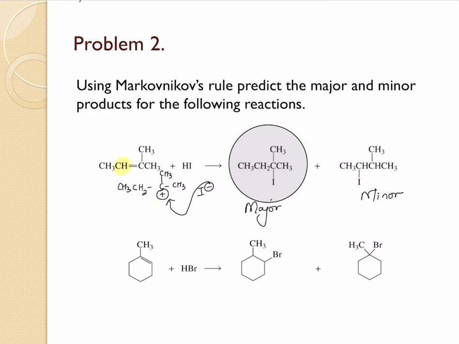This is a cycloalkene, substituted cycloalkene. So between these two carbons, which one has got more number of hydrogens? So if you want, you can show the hydrogens to see where the new hydrogen is going to go on to. This carbon has got 1 hydrogen, whereas this one has got none, right? Since it already has got 4 bonds. So this is the carbon which will be gaining a hydrogen.